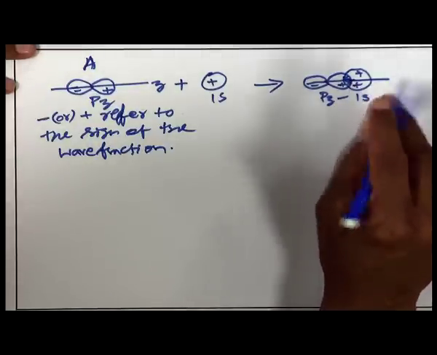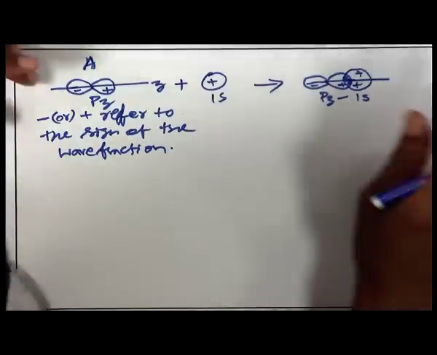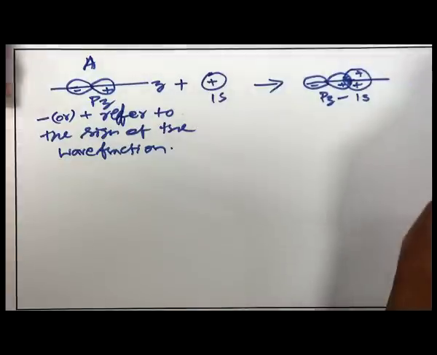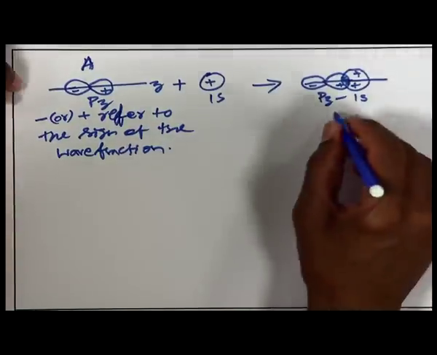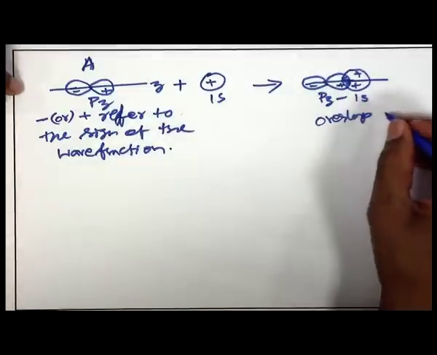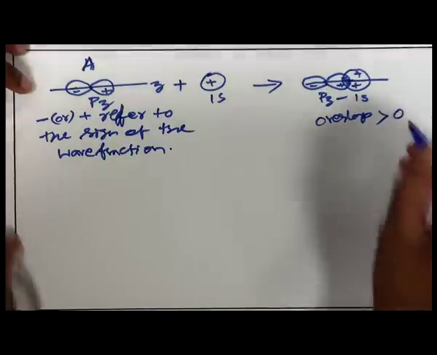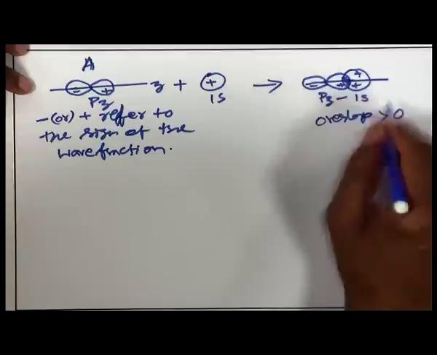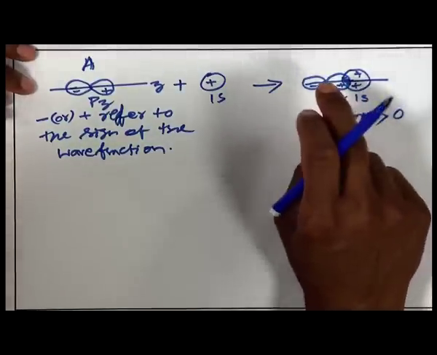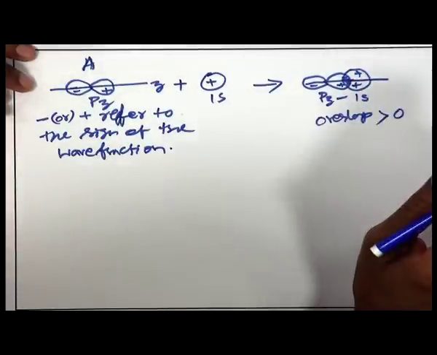When you have two lobes having the same sign, then when they overlap, that type of overlap will give you bonding. So, here the overlap is positive, the overlap is greater than 0. That means there can be a bond formation between this atom and this atom, because the overlap is greater than 0.